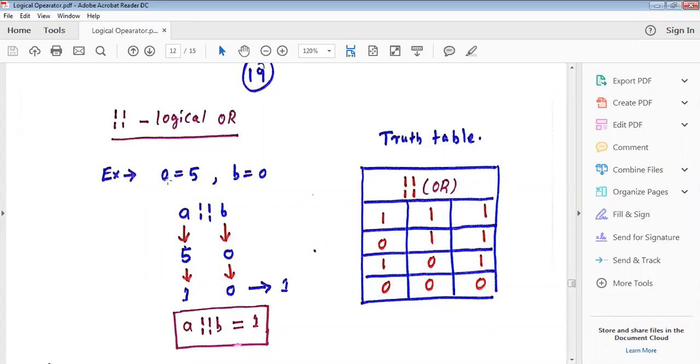So the same way you apply it. A is equal to 5, and here you take B is equal to 0. A is equal to 5 is a non-zero value, and B is equal to 0 is a zero value. If it is a non-zero value, it will return 1. If it is a zero value, it will return 0. So you check 1, 0. You apply the OR operation. 1 or 0 will return 1.